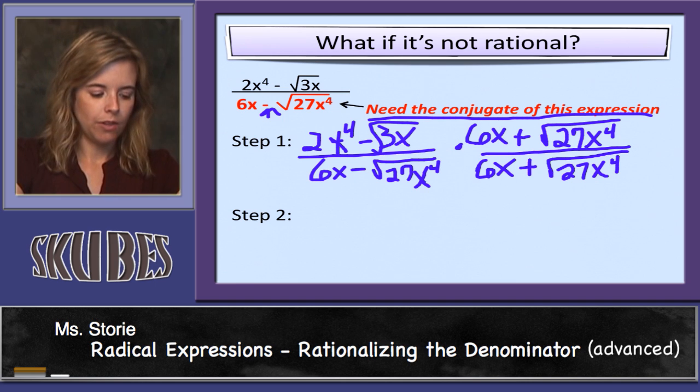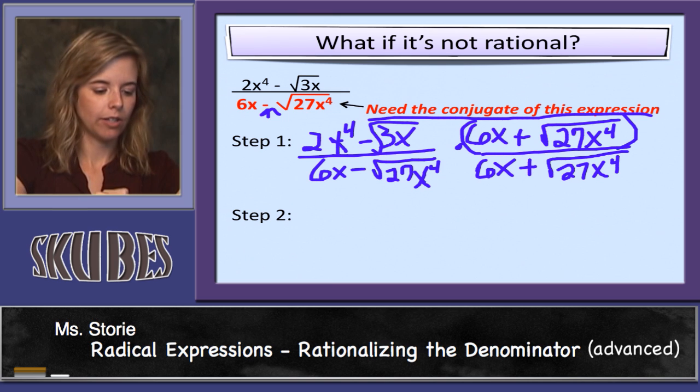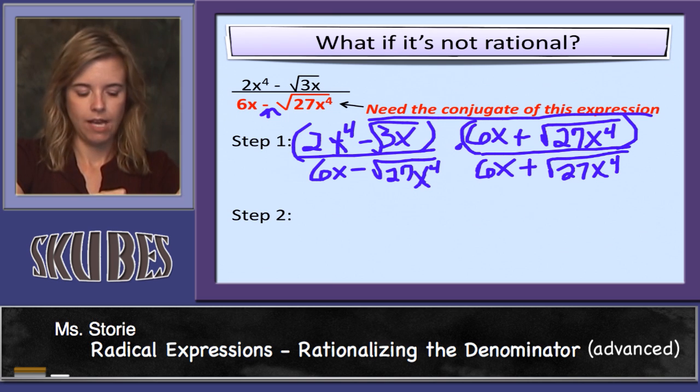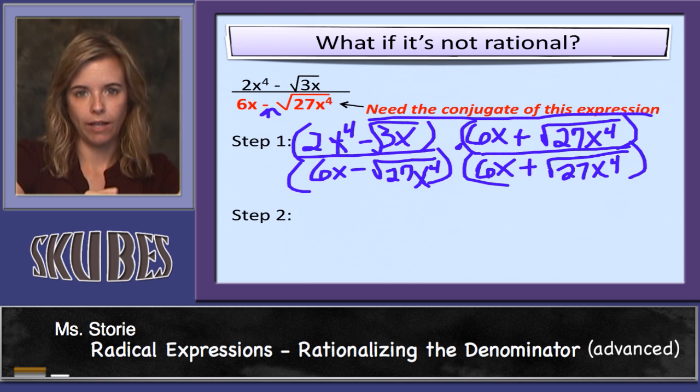Now, once you do that, you're going to go ahead and do a FOIL. And why is it a FOIL? Because you actually have binomials. And when it's binomials being multiplied by other binomials, we're going to have to do FOILing.